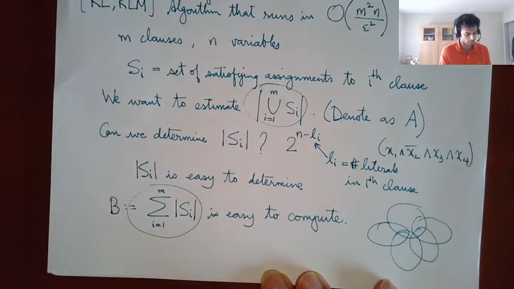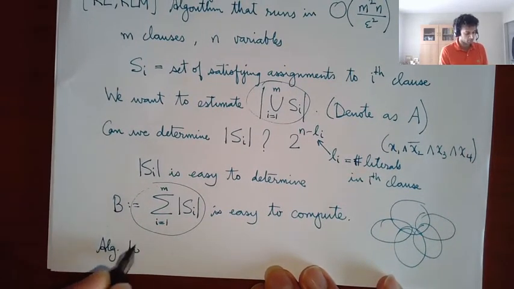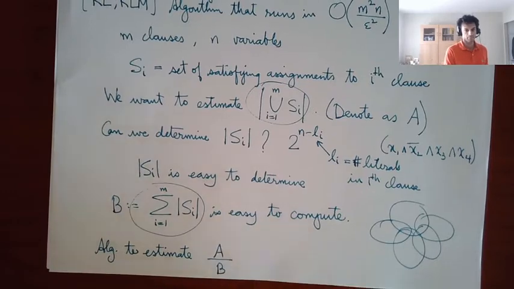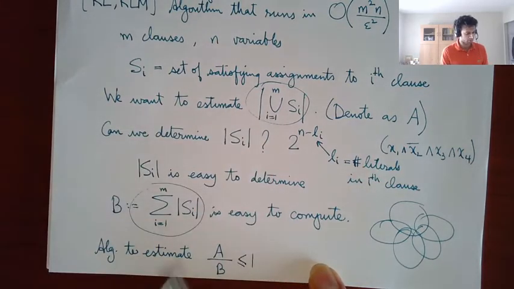And this is A. What Karp-Luby give is essentially an algorithm to estimate A divided by B. Now what can you say about A divided by B? Can you tell me something about its range? What is the largest that A divided by B can be? It's at most 1. Exactly, because it's the union of sets. And clearly, this is going to be positive.